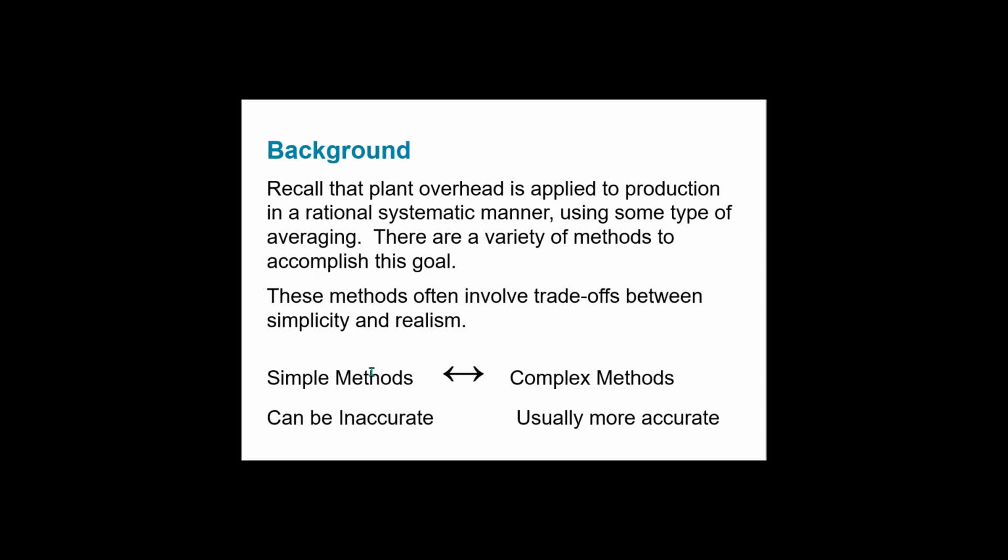Simplicity is nice because it's understandable and managers understand it easily. So that's the attraction to these, but they can be very inaccurate and then lead to poor decision making. Whereas the complex methods are harder to understand, but they're usually more accurate.